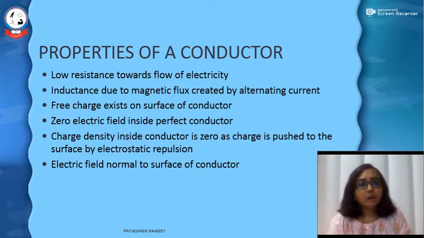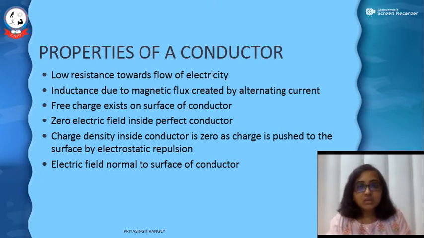Next, moving on to the properties of a conductor. A conductor provides less resistance towards the flow of electricity since the electrons are very loosely bound to the atom. They can be easily taken out from the atoms and they can easily move about in the conductor, and hence there is less resistance towards the flow of electricity, because ultimately electricity is just the flow of electrons. So there is less resistance towards the flow of electricity in a conductor.